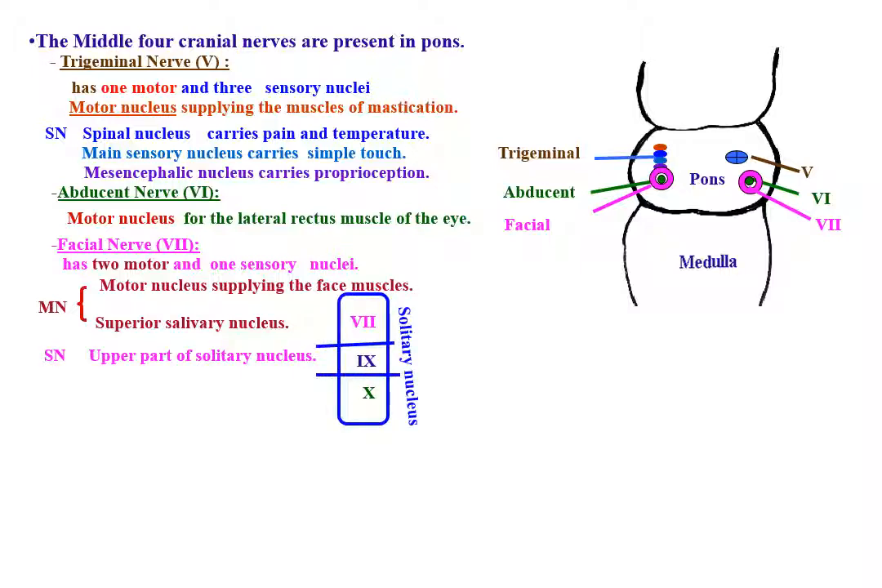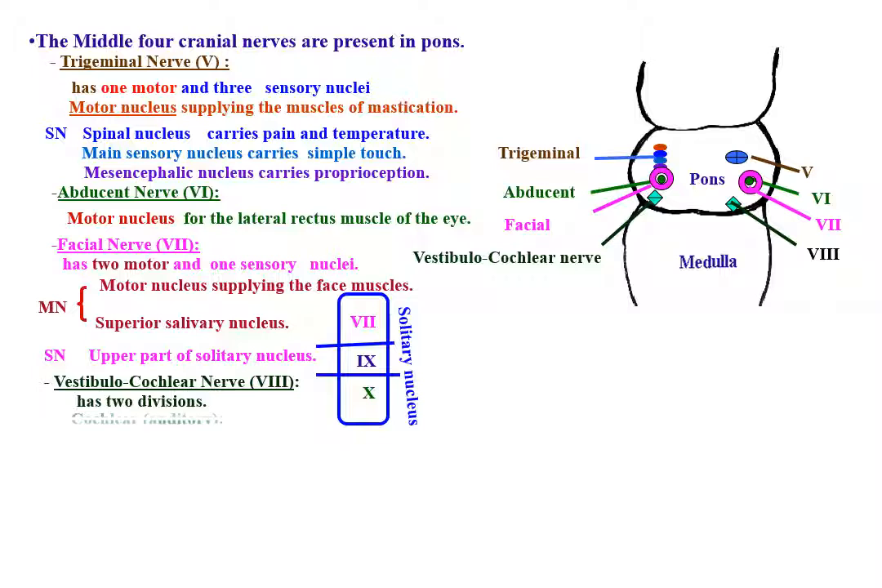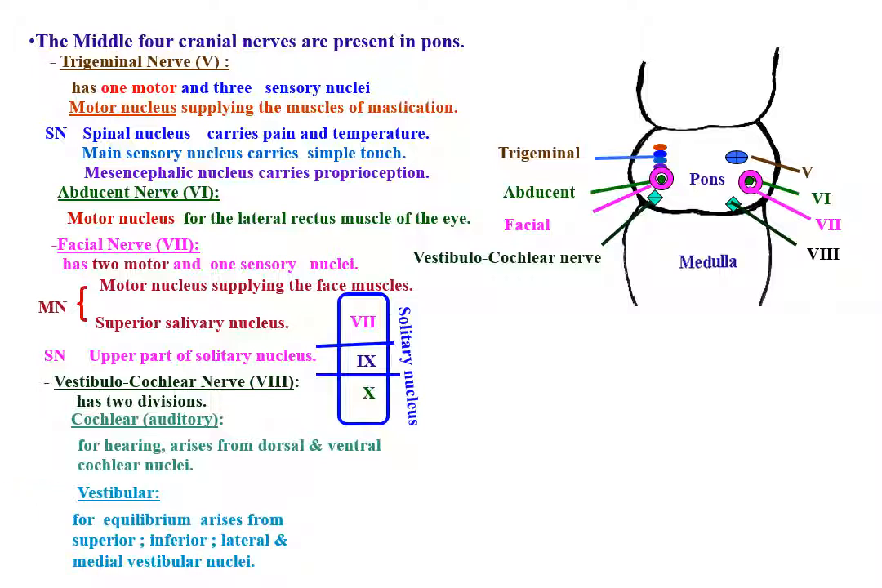Vestibulocochlear nerve, nerve number 8, has two divisions. Cochlear or auditory for hearing arises from the dorsal and ventral cochlear nuclei. Vestibular for equilibrium arises from the superior, inferior, lateral and medial vestibular nuclei.